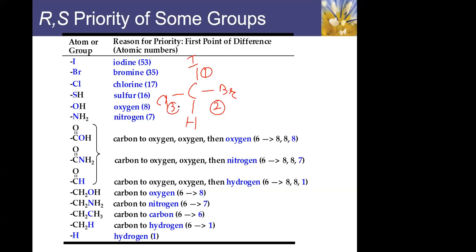Please do not write, guys. As I said, I'm teaching on the board, I cannot check your chat. You need to switch on your mics and answer, please. And hydrogen is 4. That is how to solve your question. The first thing you do is you give priority to the groups based on the atomic number.